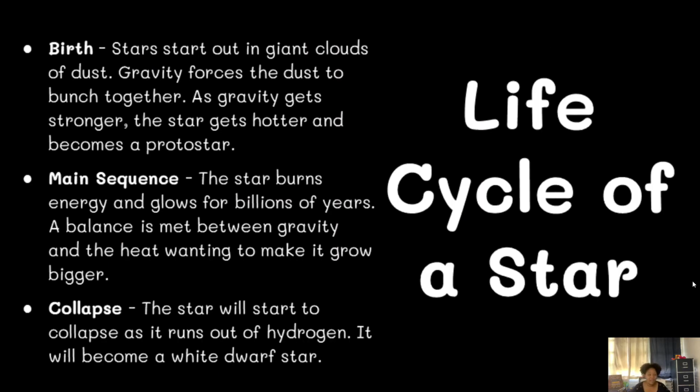So the life cycle of a star. At birth, stars actually start out as giant clouds of dust. Gravity pulls that dust together into a bunch, and as the gravity gets stronger, the star gets hotter and hotter, and it becomes a protostar. Then the star goes on in its life, burning out energy for billions and billions of years. So stars last much, much longer than we do.